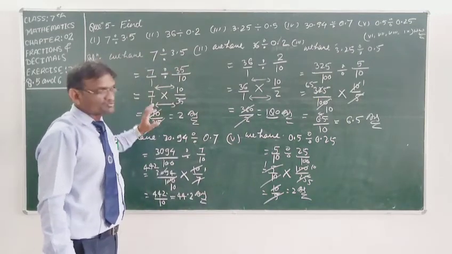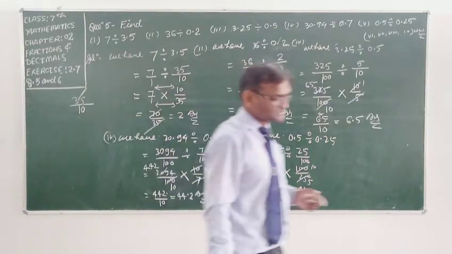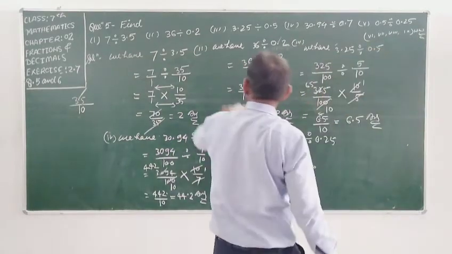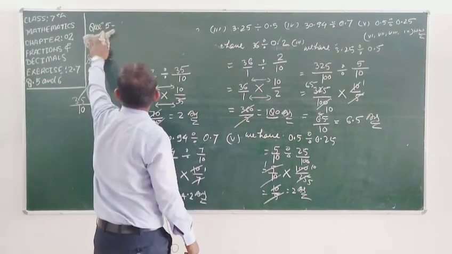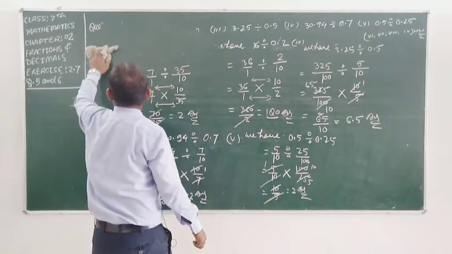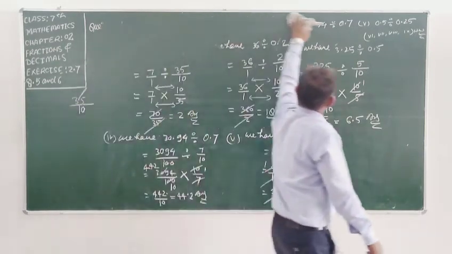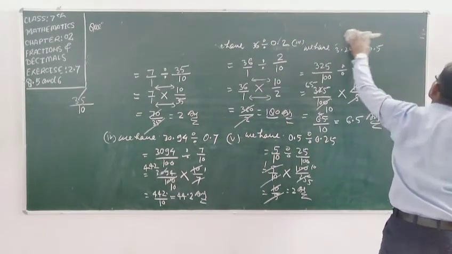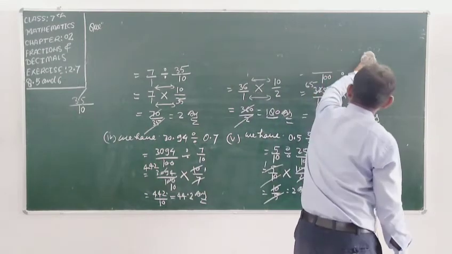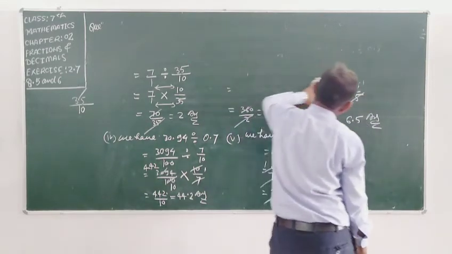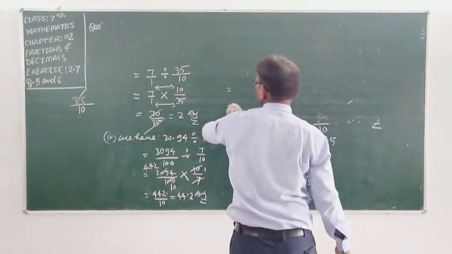So, come to the next question, student. That is the last question of this exercise, and it is a word problem type question. If you have the book, then you can see the question and read it and try to understand the meaning of the question.